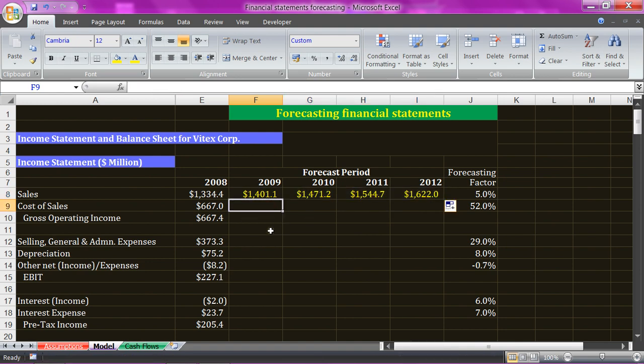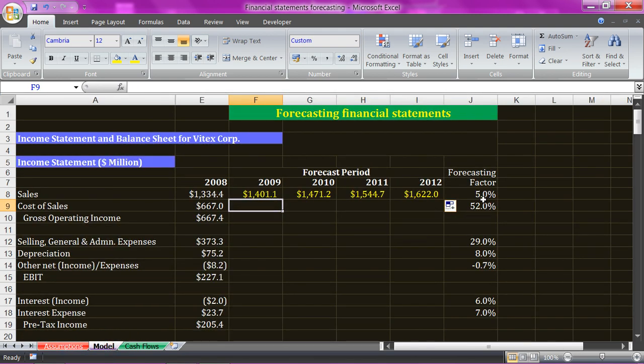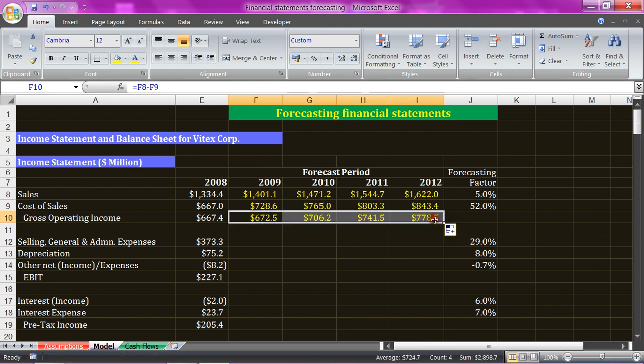Okay, next, cost of sales. The assumption is 52% of sales. So the forecasting factor 52% should be kept here, and this is equal to this multiplied by this forecasting factor, and we have to freeze that one, enter. Okay, and drag till 2012. And gross operating income is nothing but sales minus cost of sales. Okay, this minus this, F8 minus F9, and you have to drag till 2012.